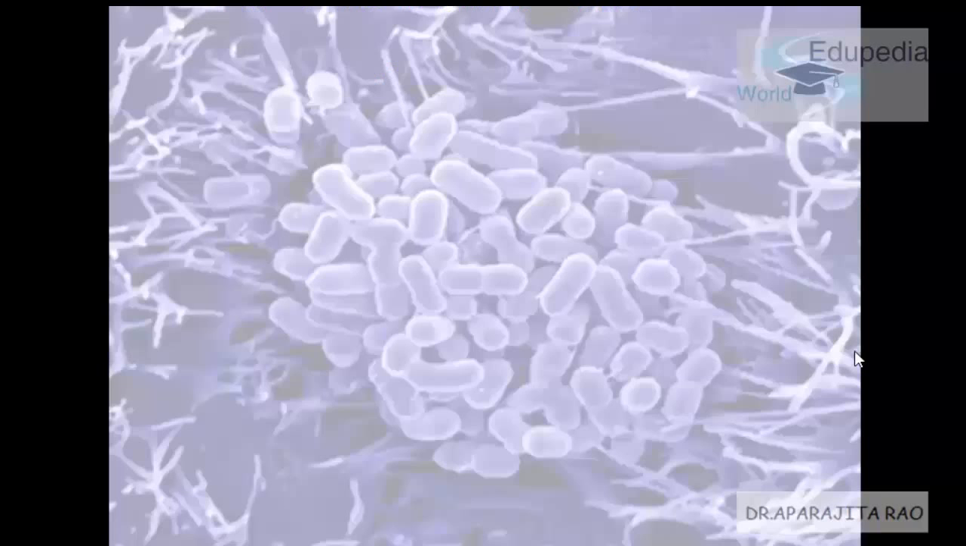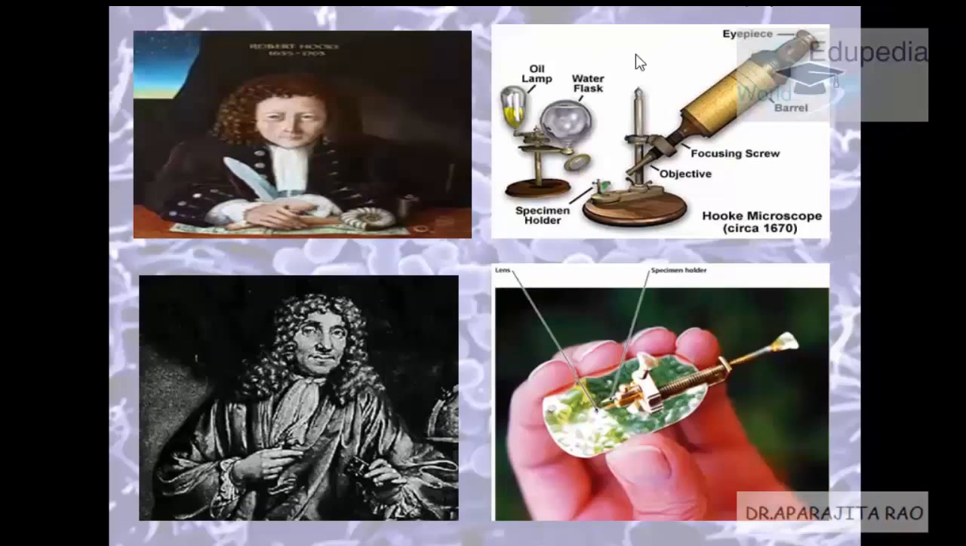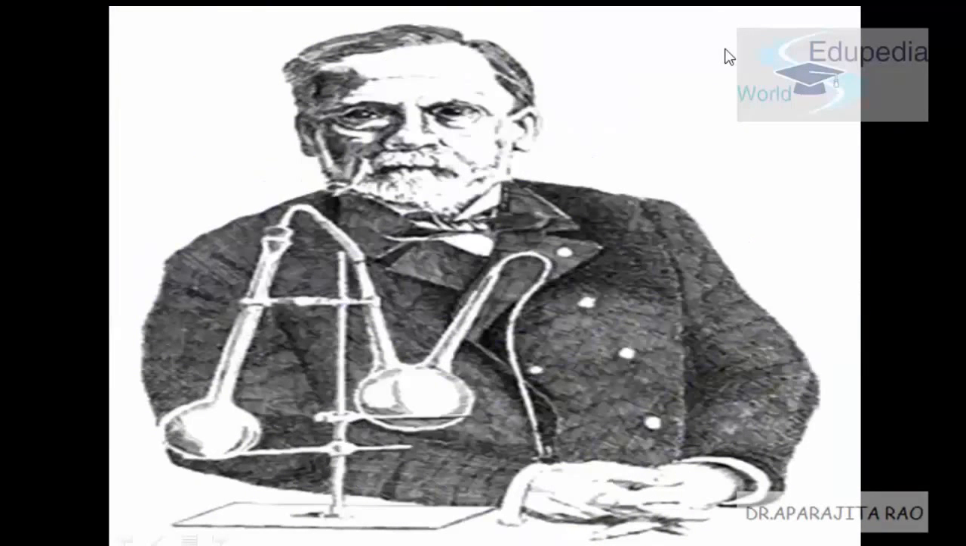In the last lecture, we studied about the scientists who discovered the cell and about their various microscopes. We also studied about Mr. Louis Pasteur and how he threw away the theory of spontaneous generation.